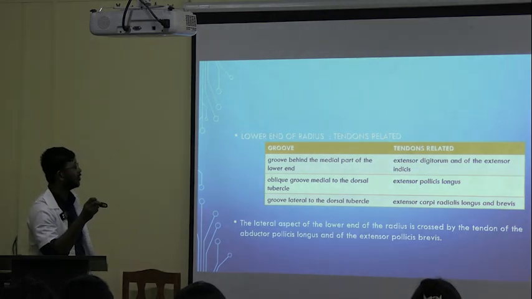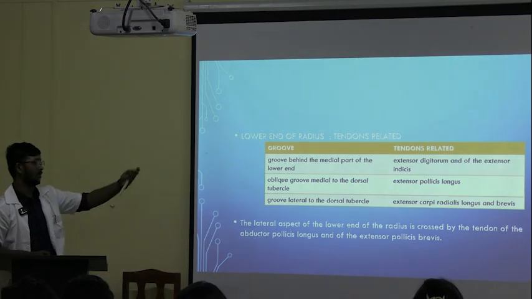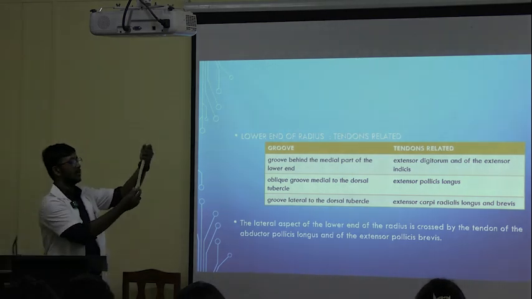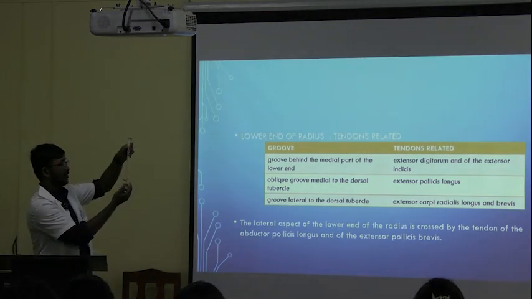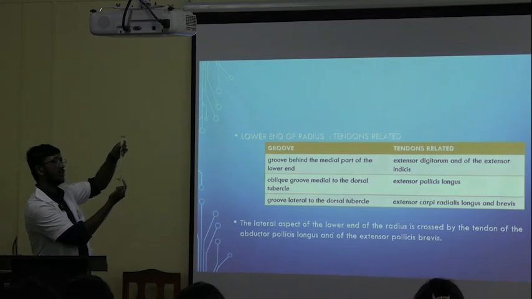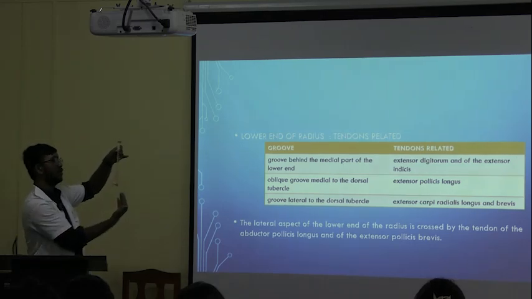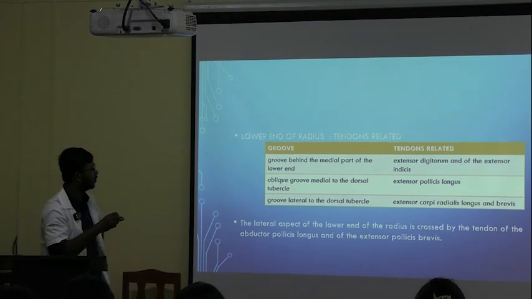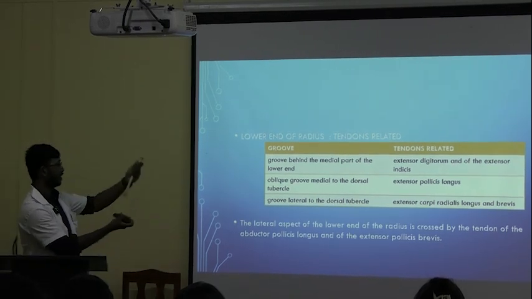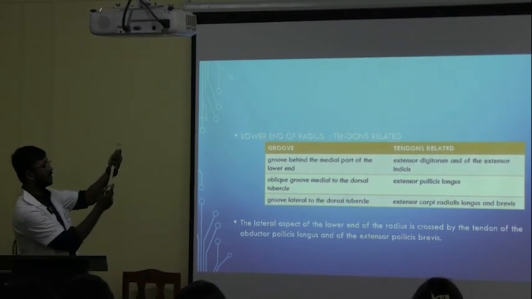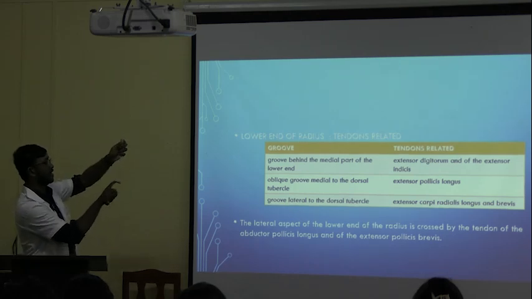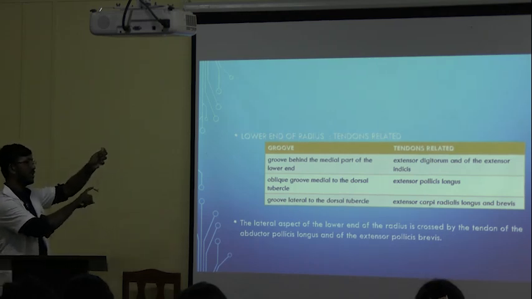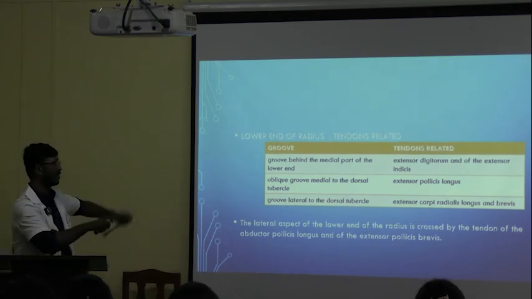related. And there is an oblique groove medial to the dorsal tubercle. So this is the dorsal tubercle. Now just medial to this, extensor pollicis longus, another muscle of the posterior part of the forearm, attaches. And the groove lateral to the dorsal tubercle, here, this is the groove. Now this is lateral, because this is lateral. So here extensor carpi radialis longus and brevis, these tendons are related.